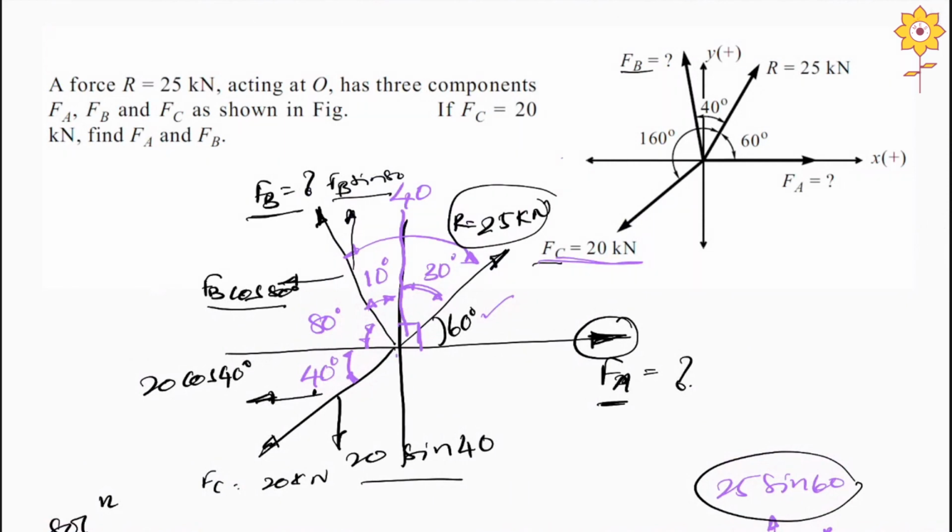In this problem, if you see, this angle was from force to force, so we just derived, or just found out, the angle between the vertical axis and the horizontal axis.